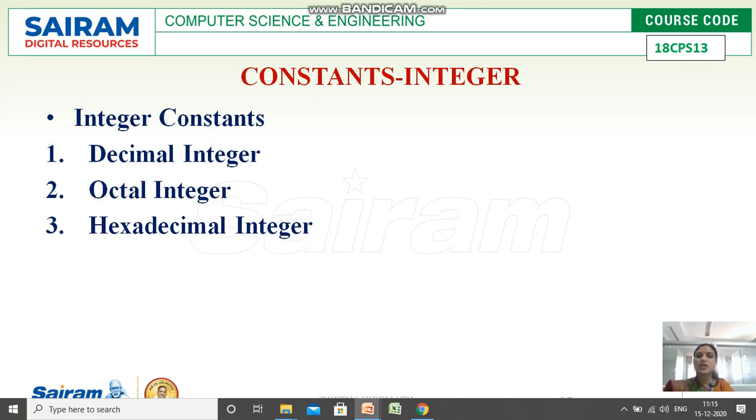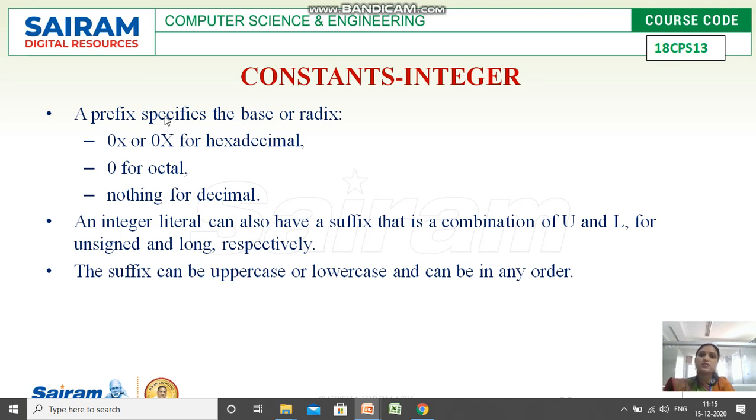First we will start with the integer constants. In integer constants we are going to see decimal integers, octal integers and hexadecimal integers. A prefix specifies the base or radix: 0x or 0X is for hexadecimal, 0 is for octal, and nothing for decimal. An integer literal can also have a suffix, that is a combination of U and L for unsigned and long respectively. The suffix can be uppercase or lowercase and can be in any order.